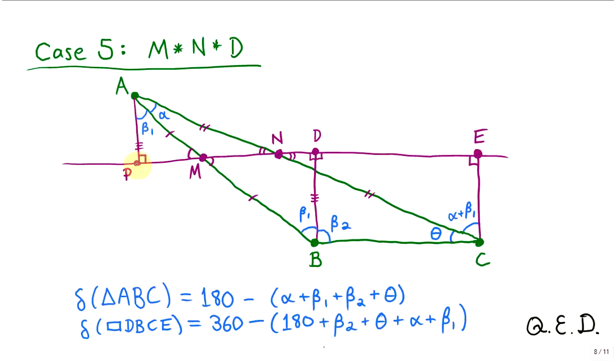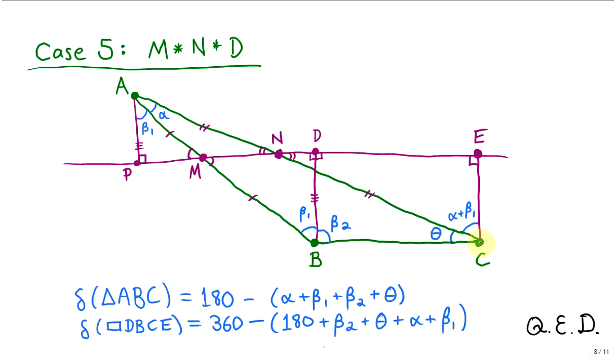And triangle PNA is again congruent to triangle ENC. So this angle, alpha plus beta 1, corresponds to this angle, which we can then mark as alpha plus beta 1. We calculate the angle deficit of the triangle, and once again that matches the angle deficit of the secarial. And that completes the proof of this result, that given a triangle, the associated quadrilateral is in fact a secarial.